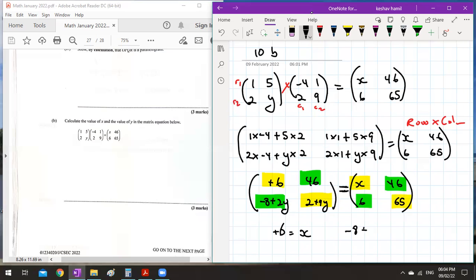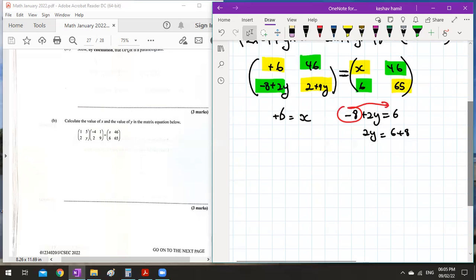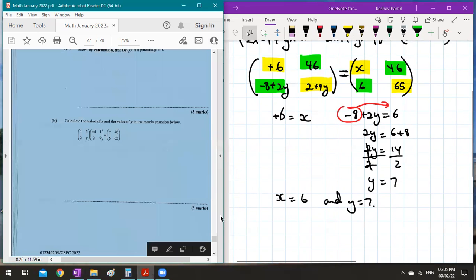So we could say negative 8 plus 2y is equal to 6. Carry the negative 8 across the equal sign. It should become positive. So we'll have 2y is equal to 6 add 8. 6 add 8 is 14. So we have 2y is equal to 14. Divide by 2 on both sides to get rid of the 2 here. And we'll get y is equal to 7. So we have x is equal to 6 and y is equal to 7. You don't need to work out the next one because you work it out once.